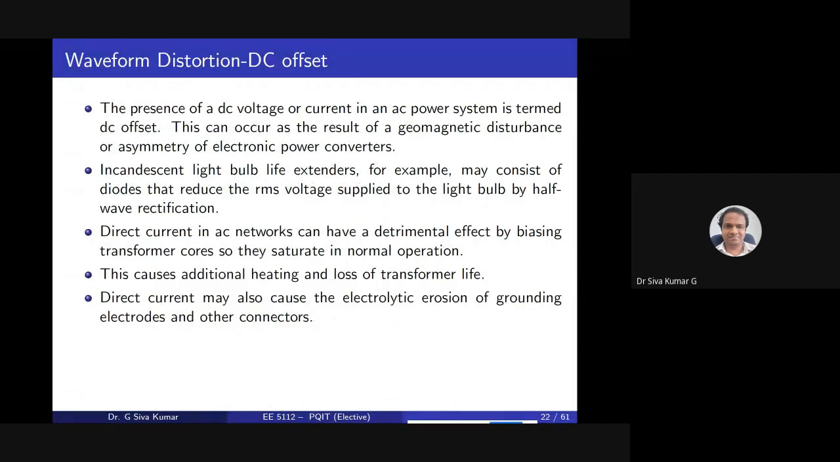And direct current in AC networks can have a detrimental effect by biasing the transformer core so that they saturate in normal operation. This is one of the problems. Okay, when you allow the DC current, this causes additional heating and losses and reduces transformer life also. Direct current may also cause electrolytic erosion of grounding electrodes and other connectors, because the DC current is going to flow through the neutral, that will cause the erosion, and that deteriorates the grounding electrodes also.